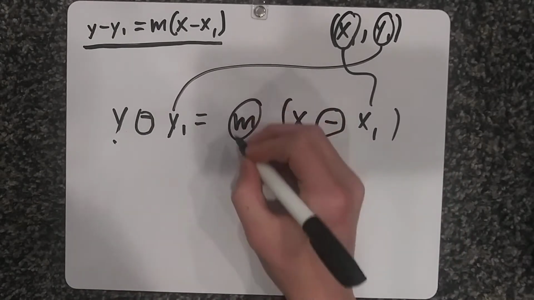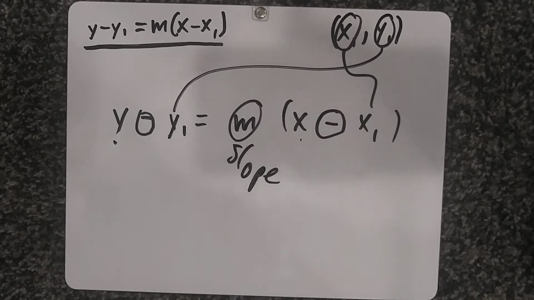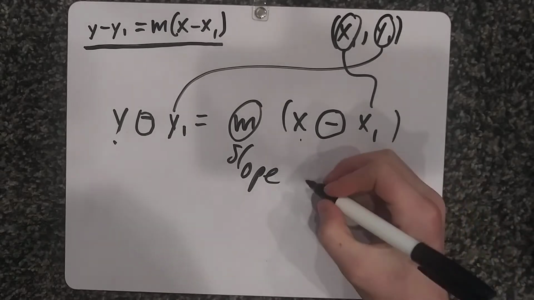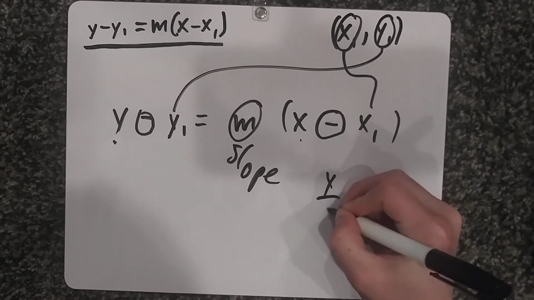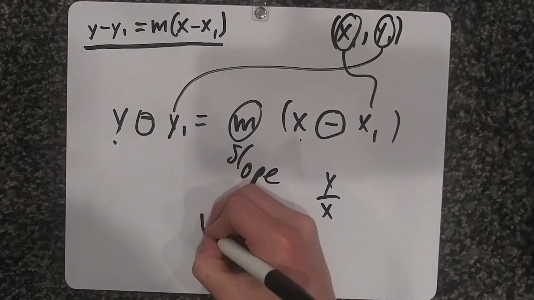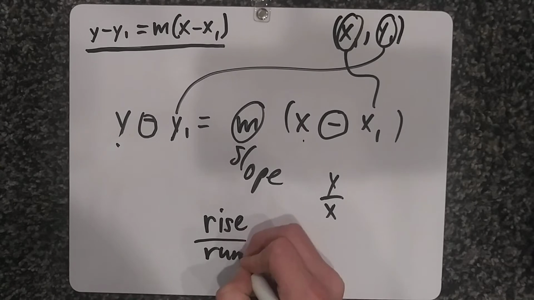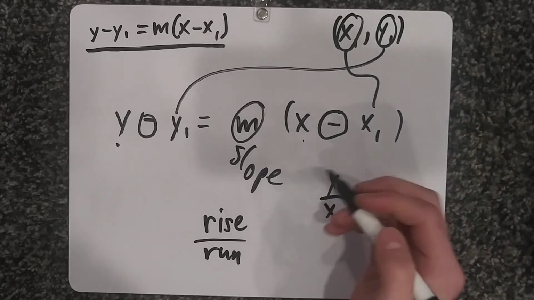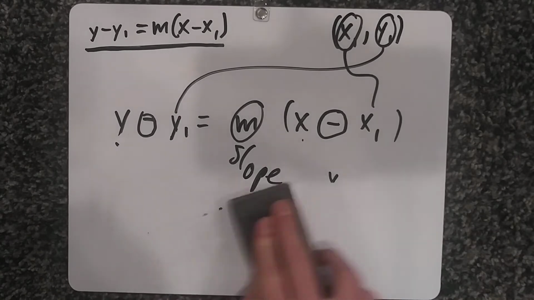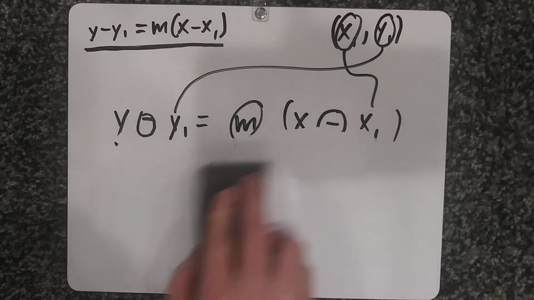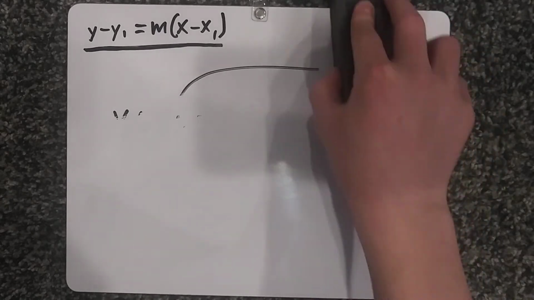This m right here is the slope. And again, slope is the rate of change of the line. So it's the change in y over the change in x. And there's a popular thing that people use, rise over run. Because you can rise, like the y value, and then run x. So that's just a quick overview and review of this equation. So let's get into how to use it now.